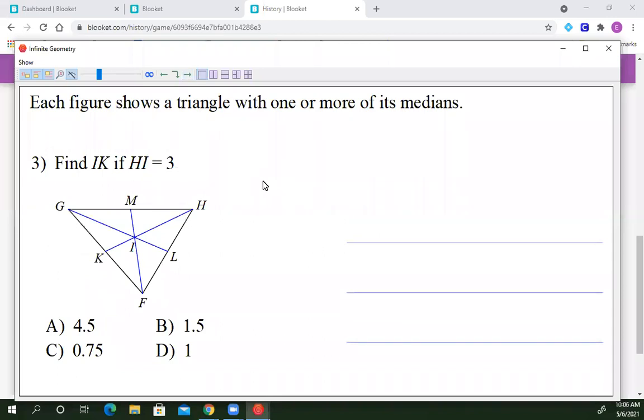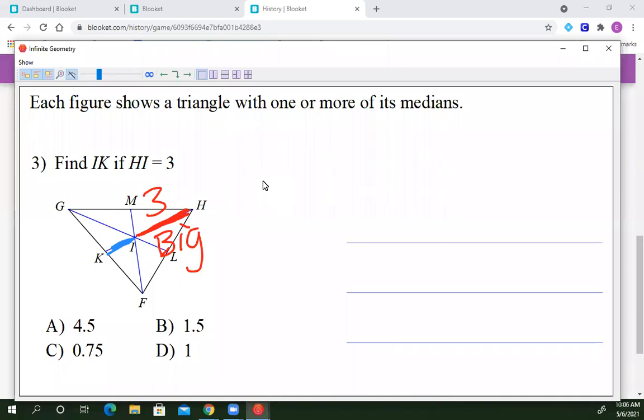Okay, up next. All right, now medians. Remember, when you have 2 or 3 medians drawn, then you have that centroid. And then you have all that business where, let's see, HI, that's the big part, right? So that's the big section. And they're telling me that that is 3. I want to find the little section, IK. Guys, how do you get the little section if you have the big section?